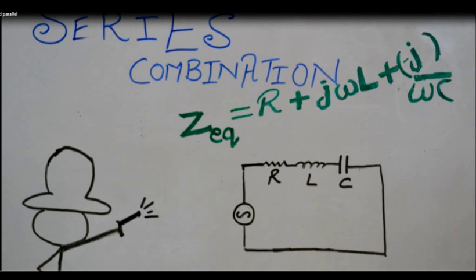Series combination. We say components are in series combination when the same amount of current flows through every component. This is how components are arranged in series combination, and the total impedance provided by these components in series is Z equivalent equals R plus j omega L minus j over omega C, where R is the resistance, L is the inductance, and C is the capacitance. The value of impedance is greater in series combination.